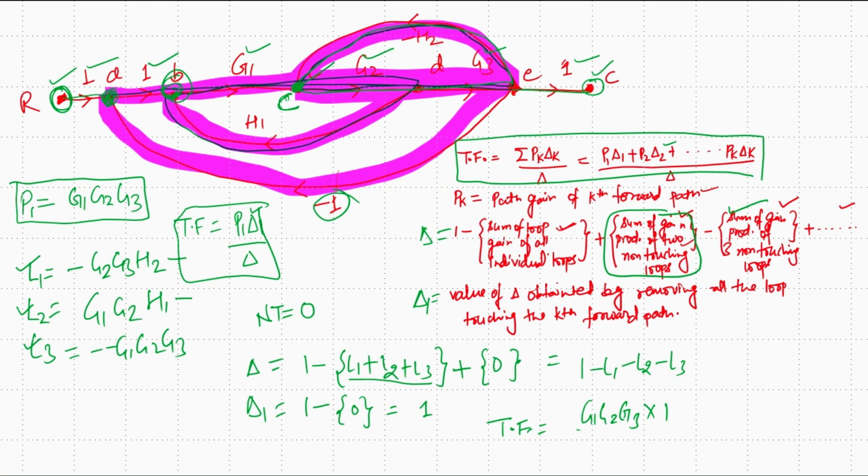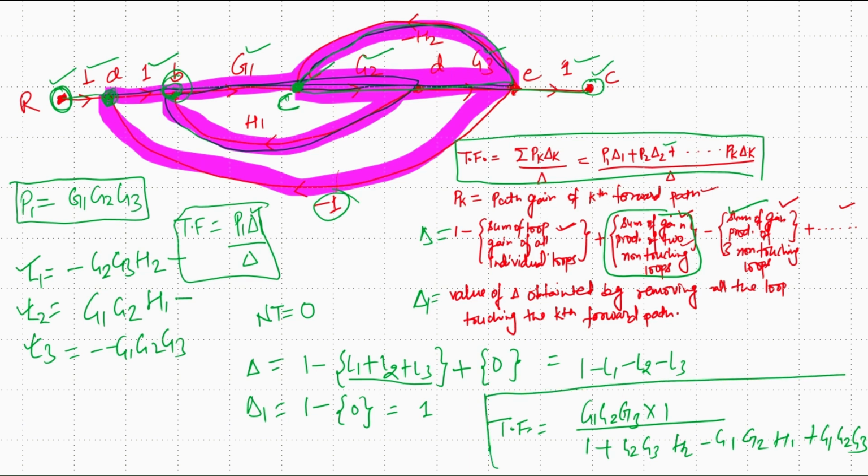Delta is 1 divided by delta, which is 1 minus L1. L1 is plus G2, G3, H2, minus L2 is G1, G2, H1, minus L3 is G1, G2, G3. So this is the overall transfer function which is given by Mason's gain formula.